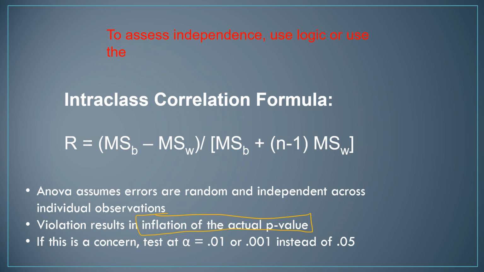If this is a concern, there's a pretty easy fix for independence of errors in that you can change your alpha level or your significance level to be more stringent, and make sure that even with an inflation of the p-value from this violation of independence of errors, you're still obtaining statistical significance. So instead of using a 0.05 like we usually would, you can use a 0.01 or a 0.001.